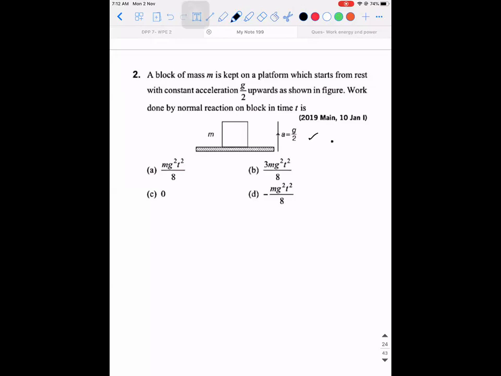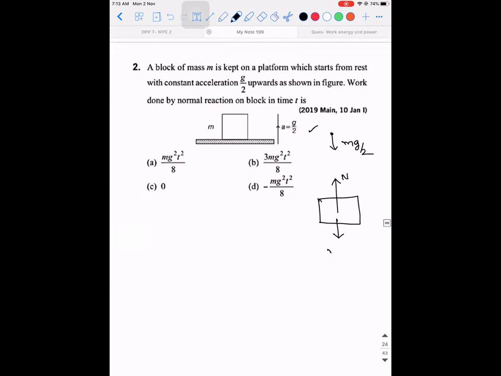So, what is the formula for pseudo force, Harini? Mass of the object into acceleration of the non-inertial frame. Very good. So mass of the block is m and acceleration should be applied in the downward direction. So it is mg by 2. Now when you draw the free body diagram, there will be a normal force offered due to the platform. Mg will act downwards and mg by 2 will act downwards.